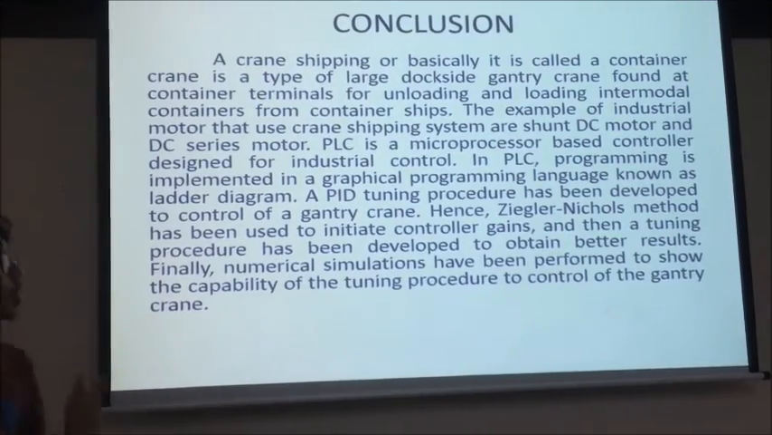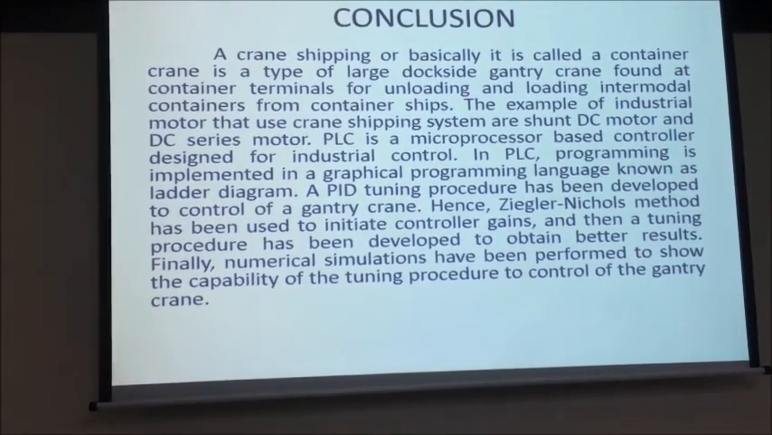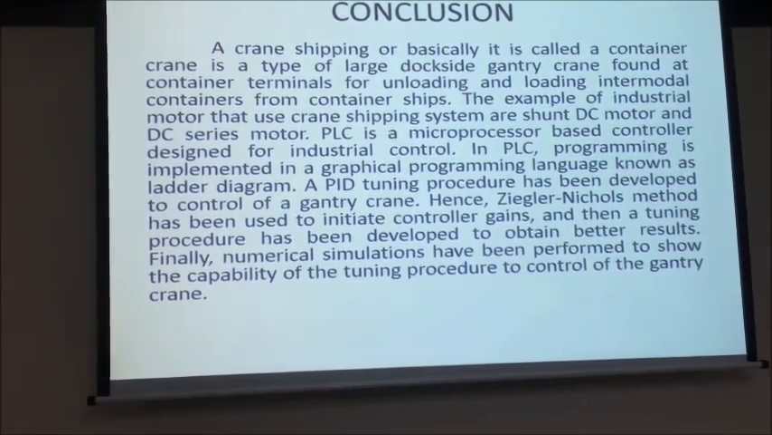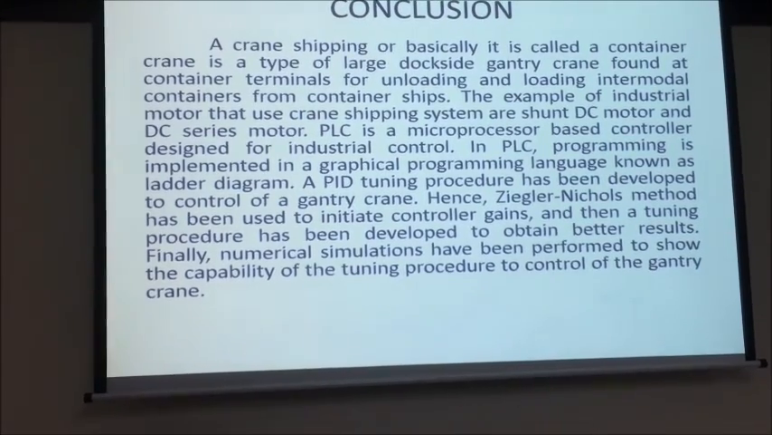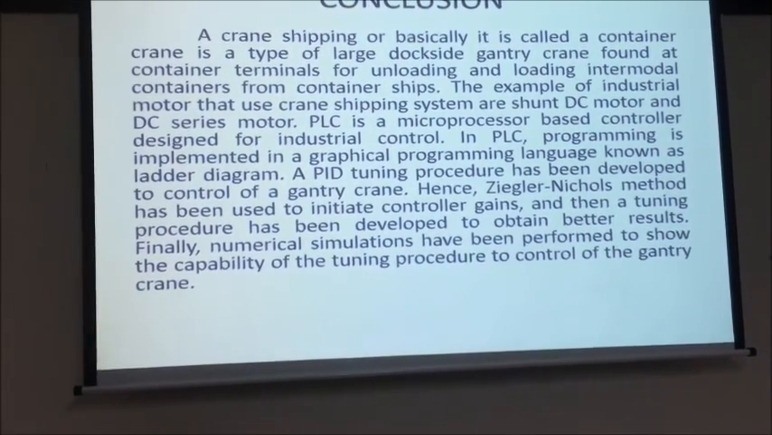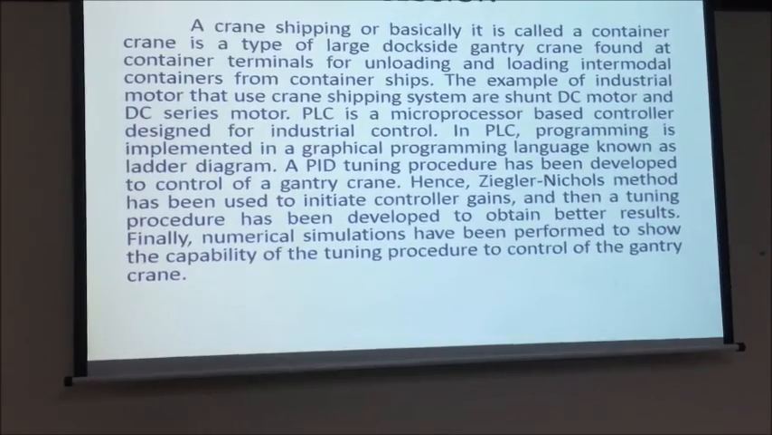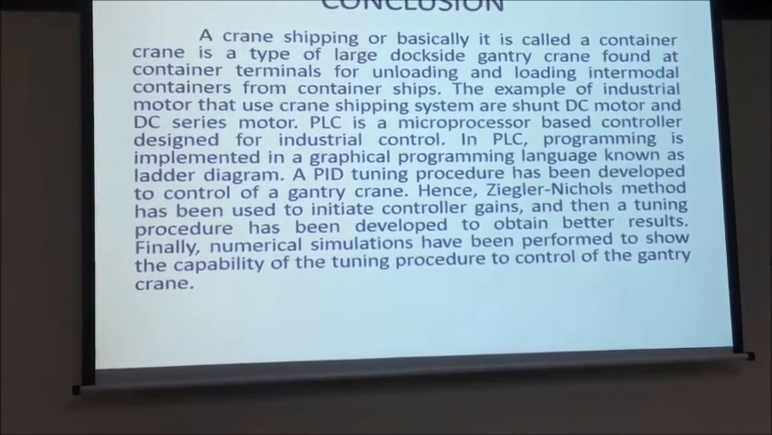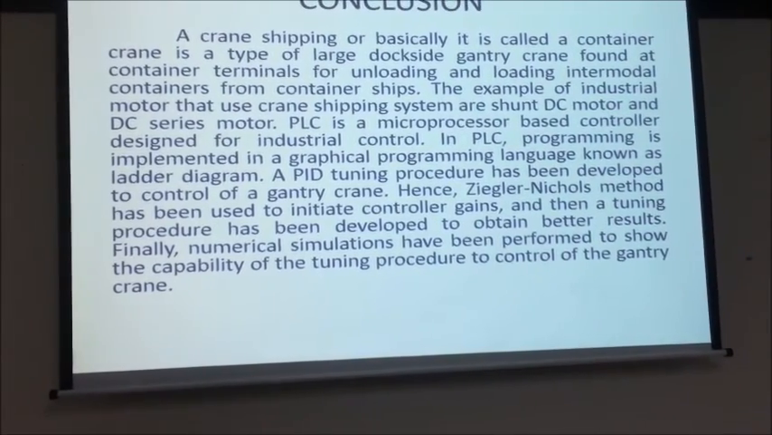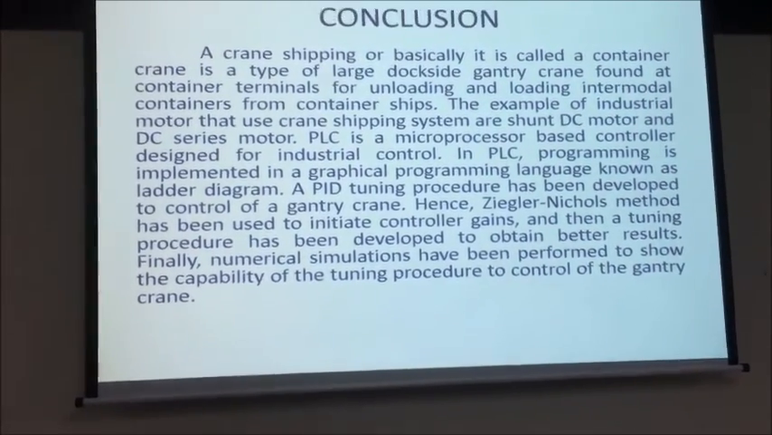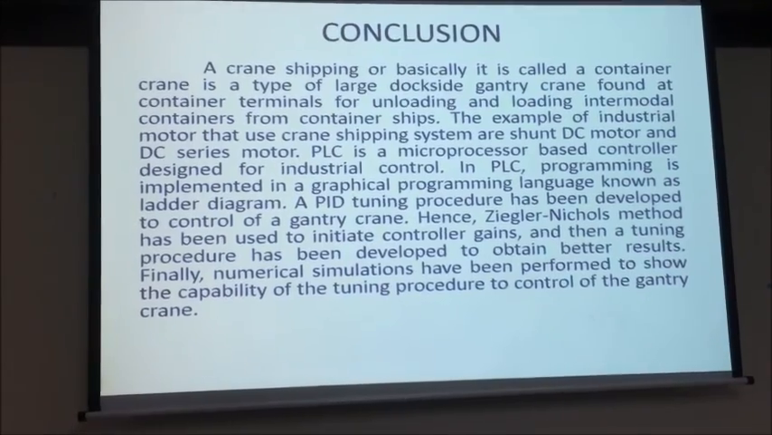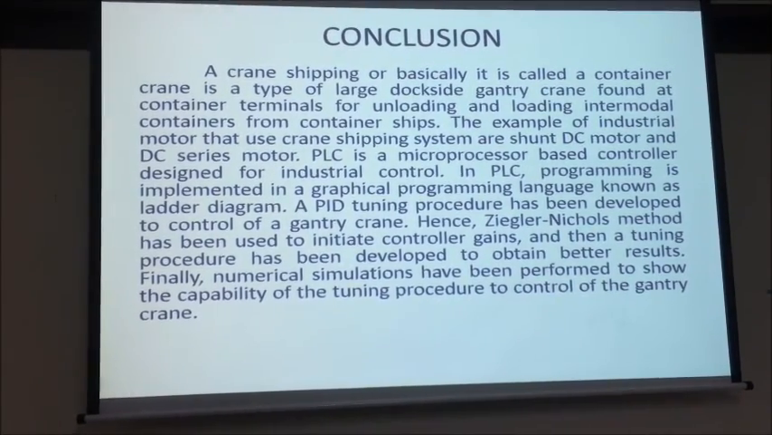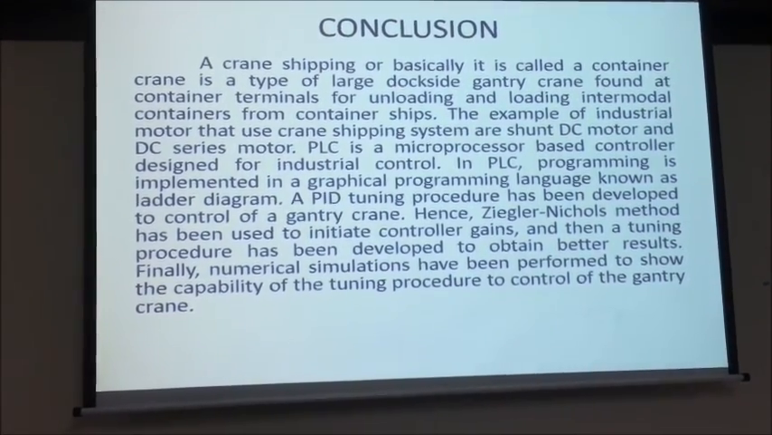Okay, the conclusion. A crane ship, or basically it is called a container crane, is a type of large dockside gantry crane found at container terminals for unloading and loading intermodal containers from container ships. Examples of industrial motors that are used in the crane system are the shunt DC motor and the DC series motor.